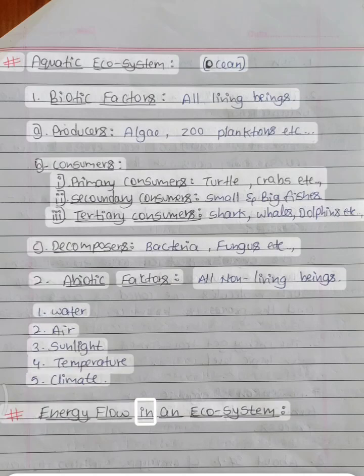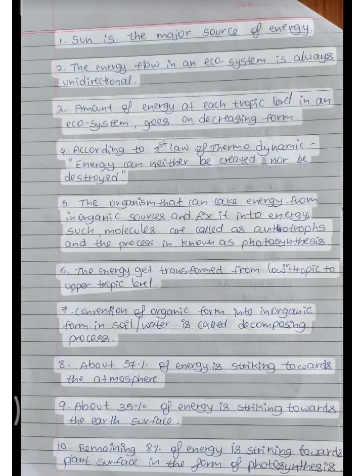Energy flow in an ecosystem. 1. Sun is the major source of energy. 2. The energy flow in an ecosystem is always unidirectional. 3. The amount of energy at each trophic level in an ecosystem goes on decreasing. 4. According to the first law of thermodynamics, energy can neither be created nor be destroyed.